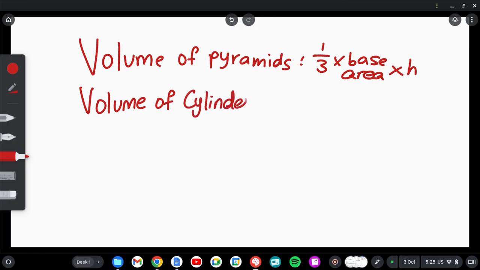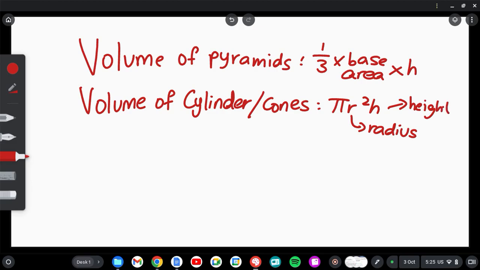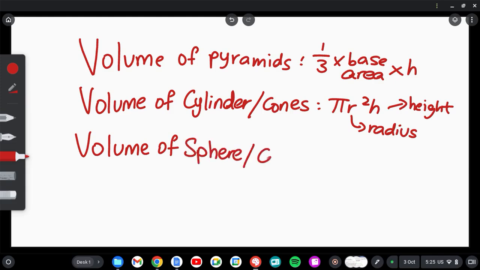Volume of cylinder is pi r square h. R is radius, if you all don't know. H is height. Pi, either use your calculator value or 3.14. Volume of cone, I think only cone lah, is 1/3 pi r square h.